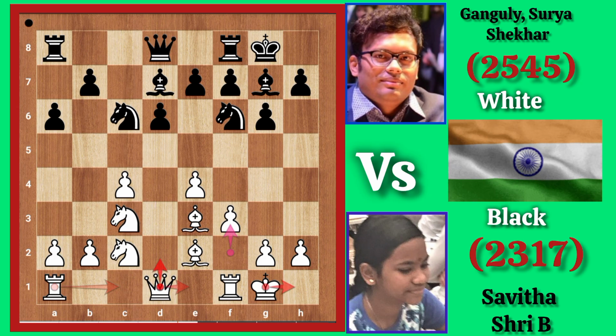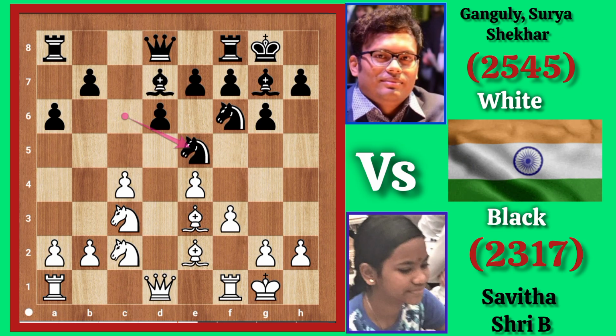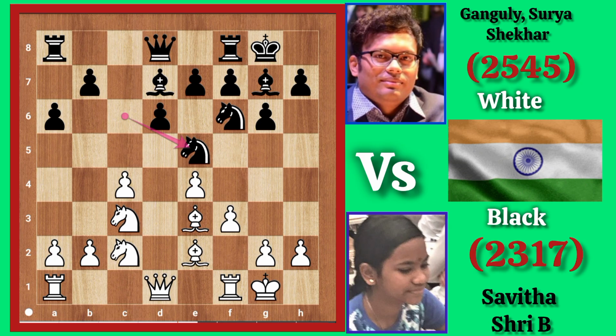11. Knight e5. Black repositioning. The knight eyes the weakened c4 pawn and clears the path for the queenside rooks.